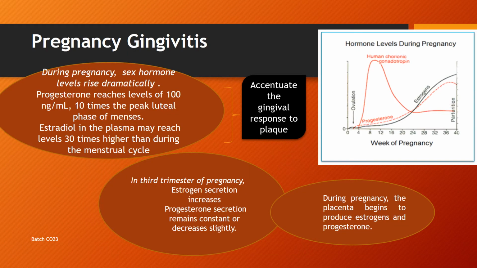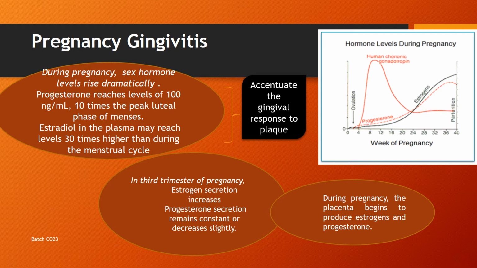Then coming to pregnancy gingivitis and its main causes, as we said, during pregnancy the sex hormone levels rise dramatically, much higher than under menstruation. The progesterone reaches levels of 100 nanograms per ml, which is 10 times the peak luteal phase of menses, and estradiol in the plasma may reach levels 30 times higher than during the menstrual cycle. As these hormone levels increase, they accentuate the gingival response to plaque. And this is mostly seen in the third trimester of pregnancy.